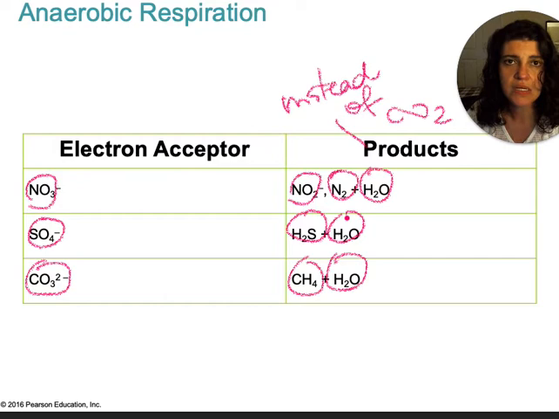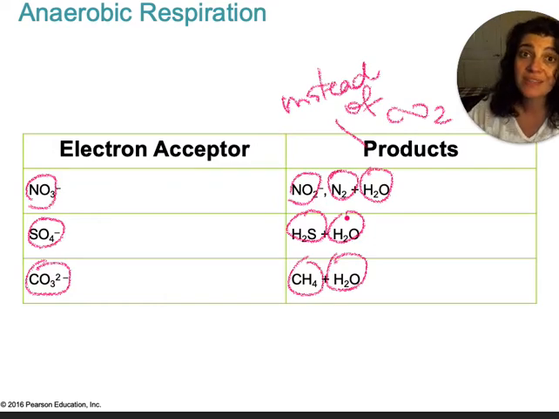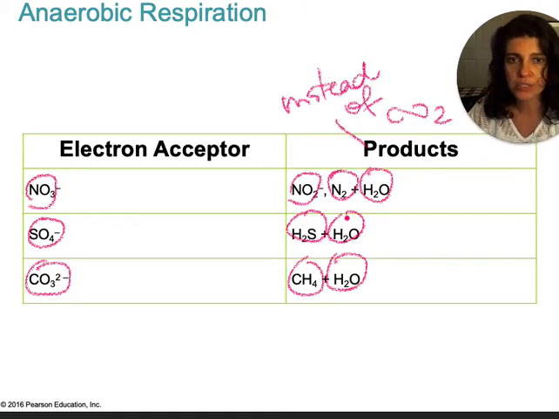Okay, so these are still catabolic reactions. It's an anaerobic respiration. You're still breaking down glucose, but because there's no oxygen present, you are forming other end products and using other electron acceptors. That's all you need to know. Okay.